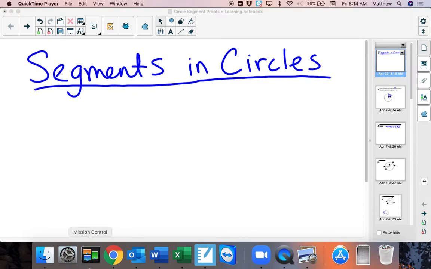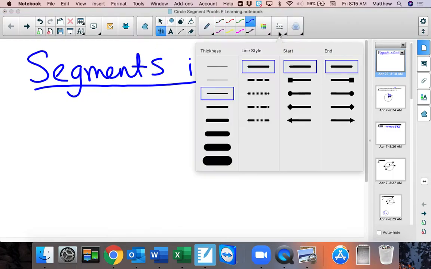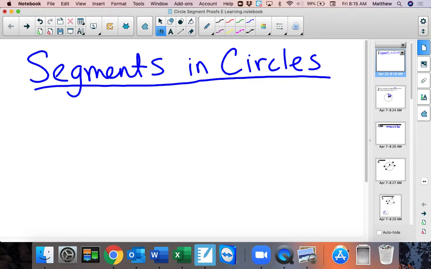Okay, good morning. So today we've been dealing with a lot of different parts of circles, and today we're going to deal with segments in circles. We've been doing arc lengths and sector area, arc measures, angles. So today we're going to try something new, our last topic in circles, which is segments of circles.